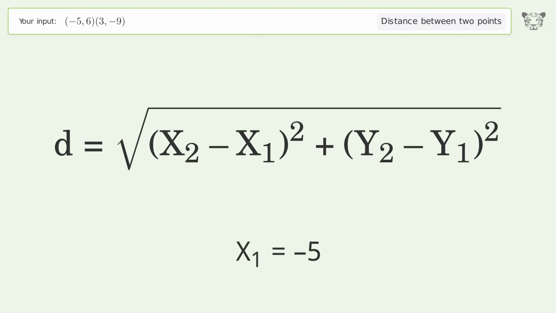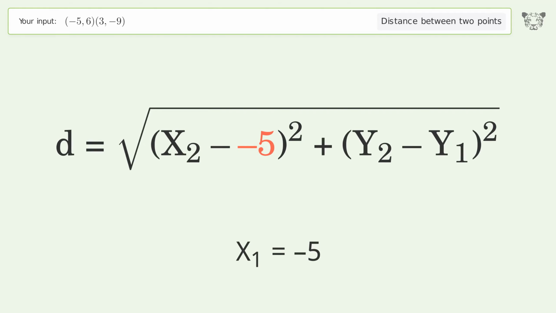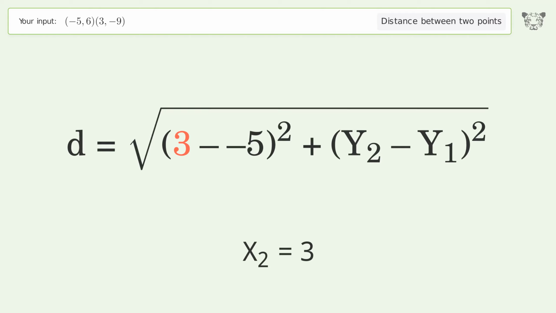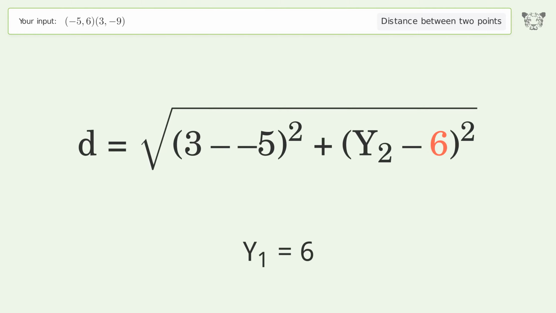x1 equals -5. x2 equals 3. y1 equals 6. y2 equals -9.